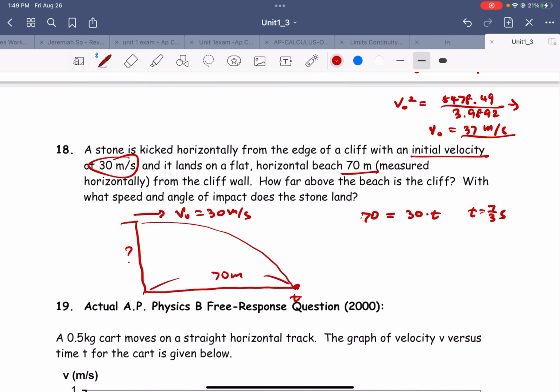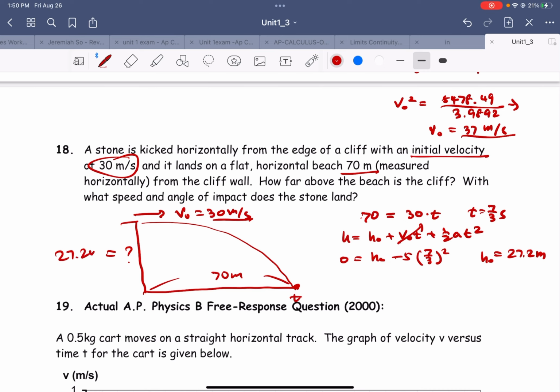Okay, so for the height, I'm going to use this formula, right? When it hits the ground, it's 0, and then h naught is what we look for. The initial velocity in the vertical direction is 0. This 30 is only horizontal. And then this is negative 10, so minus 5 t squared, but t is 7 over 3. Okay, so now you can find your height. When you work it out, I got around 27.2. So my first answer is 27.2 meters height.